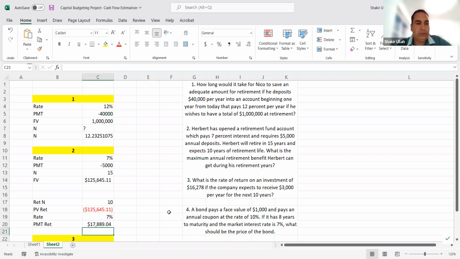That means we will be receiving about $18,000 each year for the next 10 years after we reach our retirement. So we will continue to pay 5,000 for 15 years. And when we retire after 15 years from today, we will start receiving our pension, and that pension is going to be about $18,000 a year for 10 years.